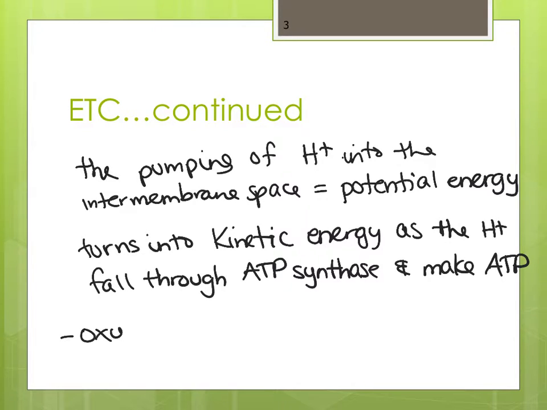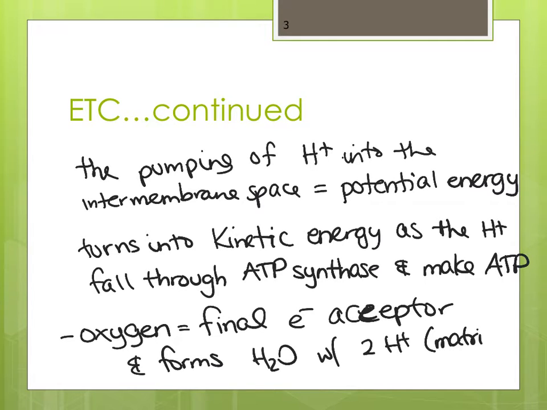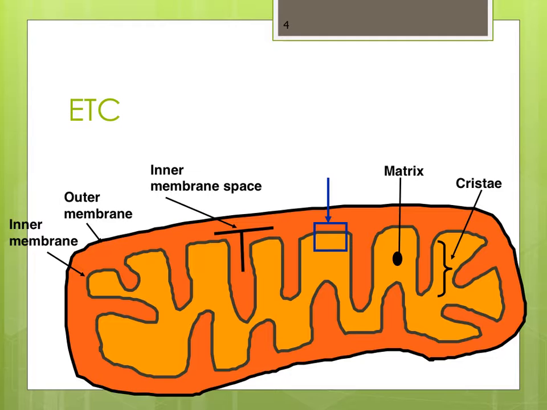Remember that the oxygen is your final electron acceptor. It's going to be that electron sponge, and it forms H2O with 2 hydrogen ions. This happens in the matrix after those hydrogen ions have fallen back through. All right, so the electron transport chain is going to take place right here. It's going to be embedded here.